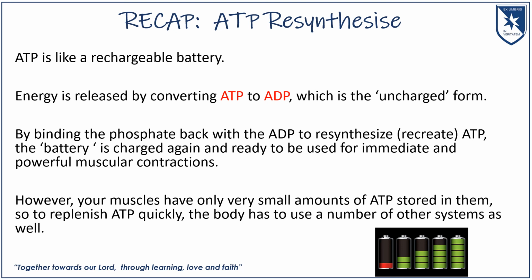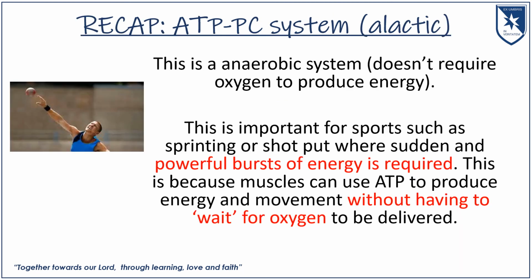So back to that graph that we looked at a few slides ago, all of the three systems will work together. One will just be predominant. It's an anaerobic system, so that means it doesn't require oxygen to produce the energy. We're only looking at ATP-PC, so it does it itself. We don't need oxygen to give us the energy. This is important for sports such as sprinting and shot put, where sudden powerful bursts of energy are required. This is because muscles can use ATP to produce energy. So like I said here, we don't need that oxygen.